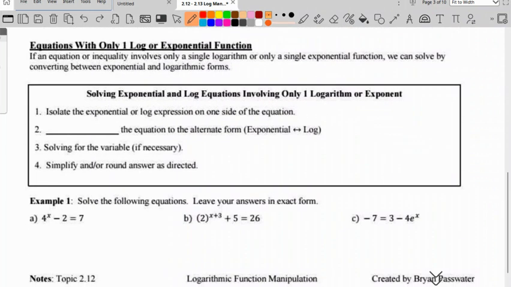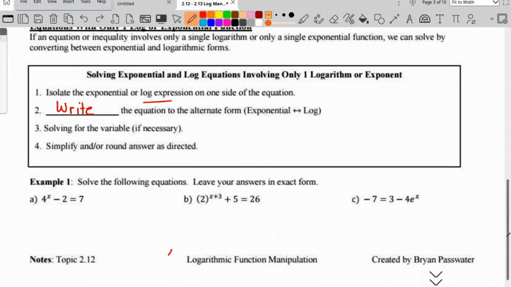Okay, equations with only one log or exponential function. If an equation or inequality involves only a single logarithm or only a single exponential function, we can solve it by converting between exponential and logarithmic forms. We isolate the exponential or log expression on one side of the equation and have a number on the other. Then we write the equation in the alternate form. If it's an exponential, we rewrite it in logarithmic form. If it's a log, we rewrite it in exponential form, solving for the variable if necessary, and simplify and round as directed.